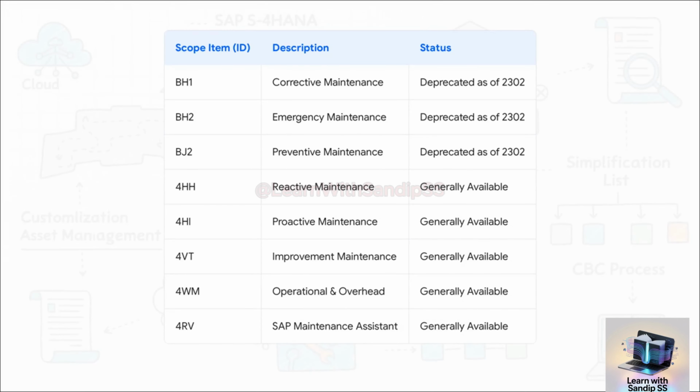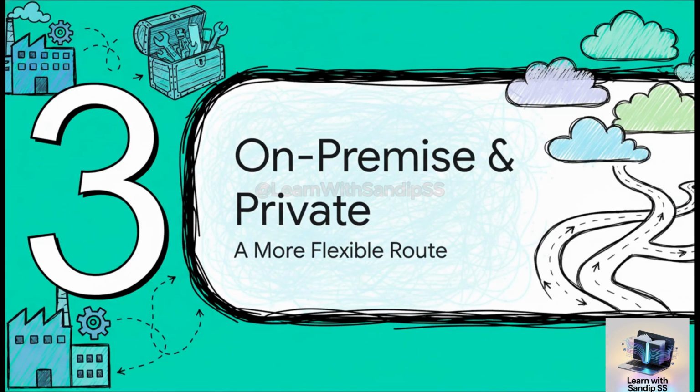And here are some of those building blocks in action. Now, if you're studying for a certification, pay close attention to that status column. See how older scope items like BH1 and BH2 are marked as deprecated? They've actually been replaced by newer, better processes like reactive maintenance. It's a perfect example of how the platform is always evolving.